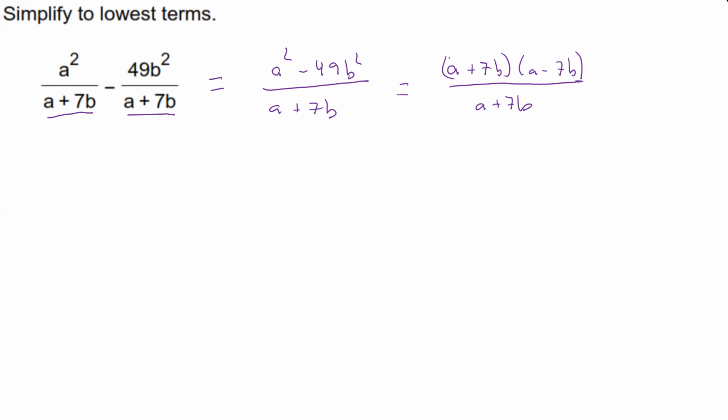And if we multiply it back out, that's a squared. Then we have minus 7ab plus 7ab. Those cancel. Then we have minus 49b squared. Okay. Now, nice thing here, again, that cancels that, and we get a minus 7b as our answer.